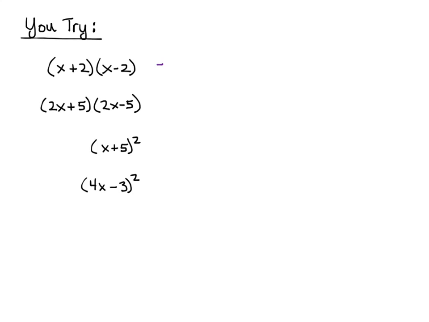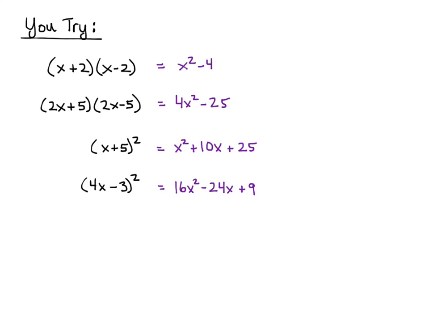All right, so first one, x squared minus 4. That's the sum and the difference between two numbers. Here's the sum and the difference again, so we get 4x squared minus 25. Here's x plus 5 squared, so we get x squared plus 10x plus 25. And the 4x minus 3 squared is 16x squared minus 24x plus 9.